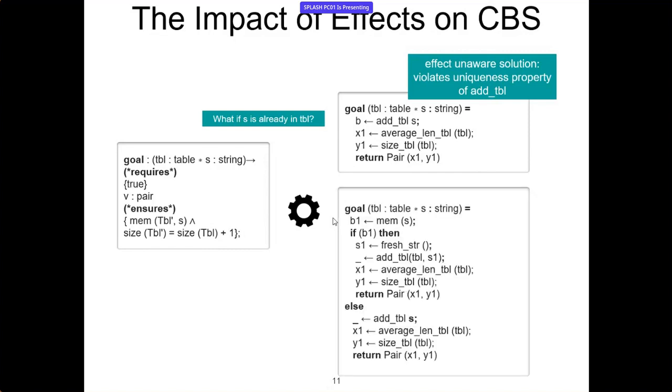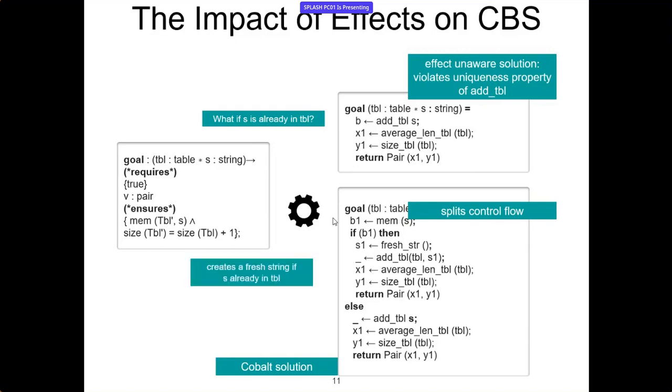So if you give this query to Cobalt, in comparison, Cobalt is going to, first of all, split the control flow into two cases: when S is in the table and when S is not in the table. And for the case when S is not in the table, which is the if block, the synthesizer has to find a function which allows it to make a call to add table, and to do that, it makes a call to fresh str, because fresh str guarantees that the string it returns is not already present in the table.